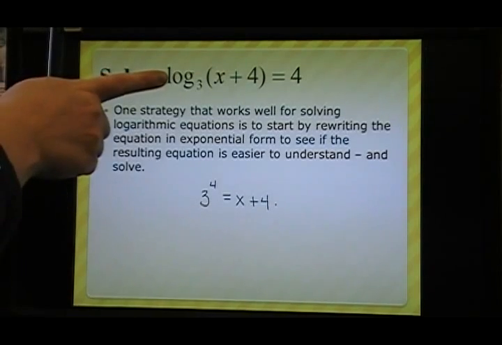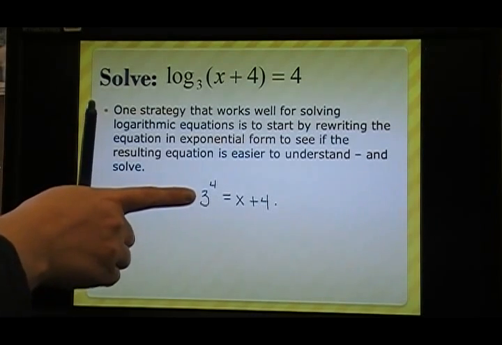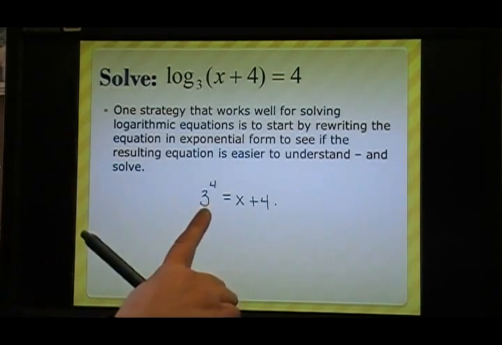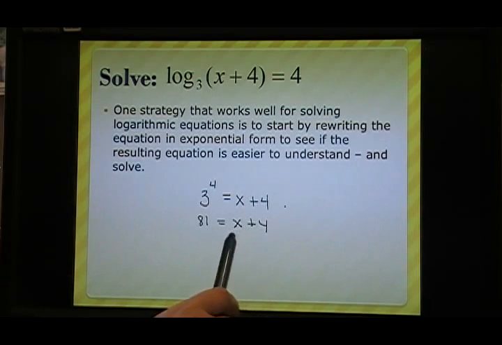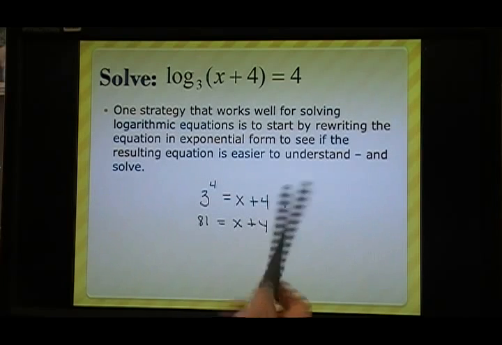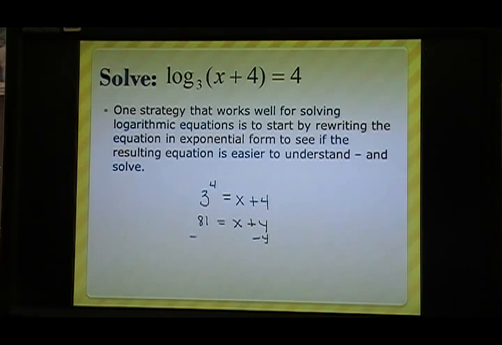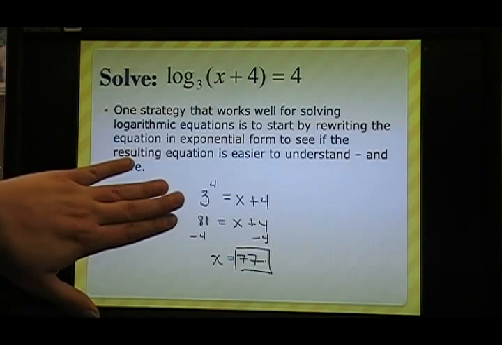In comparison, this equation versus this is something we know how to solve. We've been solving this since the very first day of algebra. Doing our simplification, 3 to the 4th power, that is 81. And now I just have this basic linear equation. To find out what x is, I can subtract 4 from both sides. And so I have x equals 77.